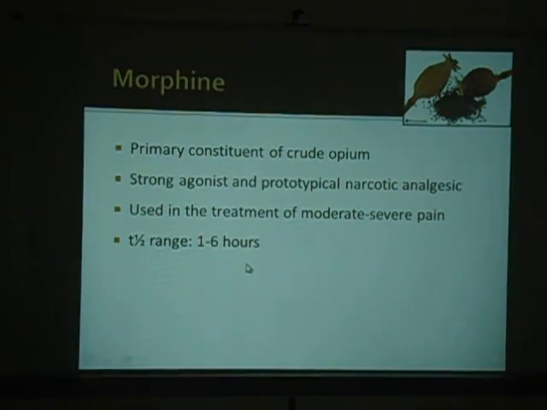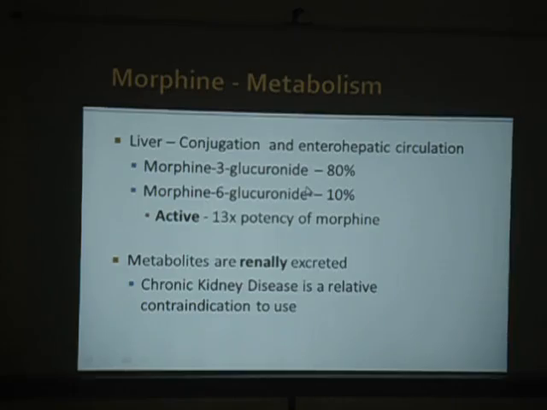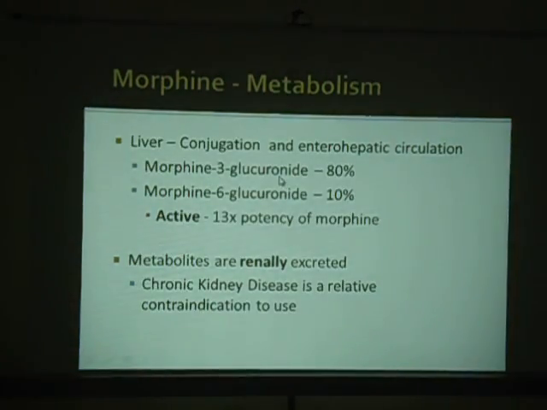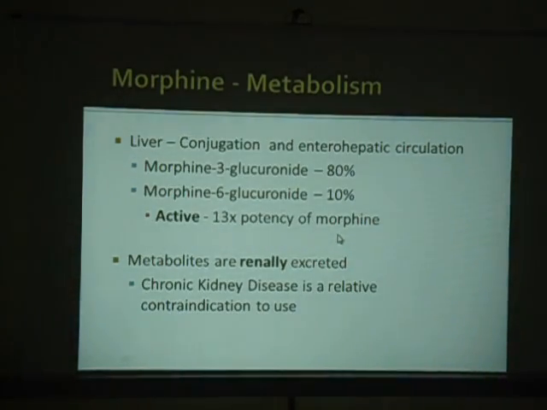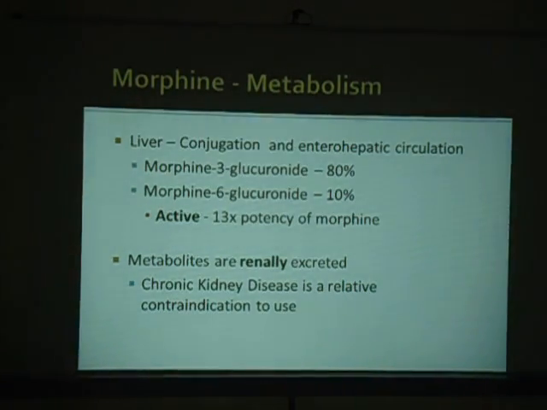Okay, T-half is around 1 to 6 hours, high first pass metabolism, hepatic metabolism by glucuronide conjugation. Okay, so morphine 6 glucuronide and morphine 3 glucuronide, both are there. They again have active potency, somewhere around 13 times more potent than morphine. Okay, in chronic kidney disease we need to avoid this drug.